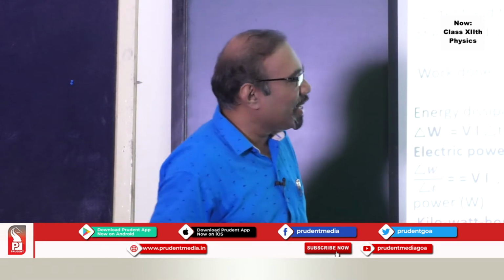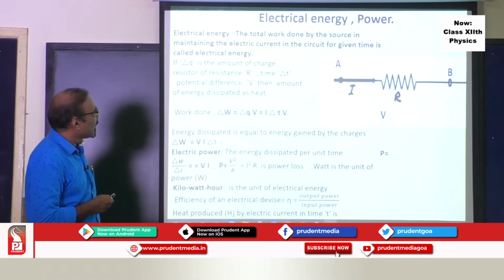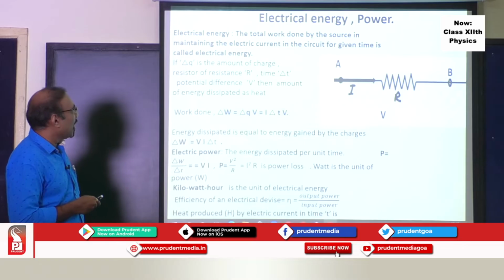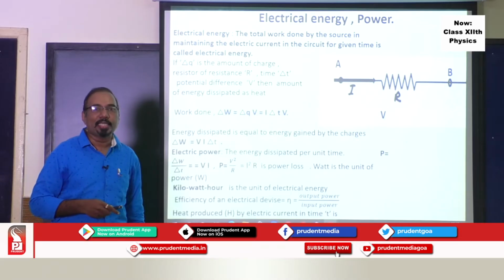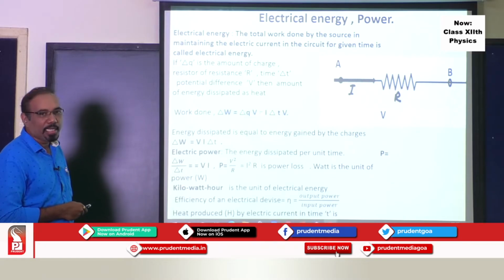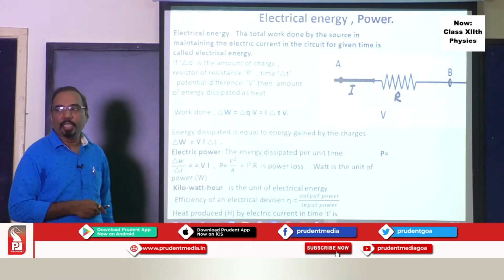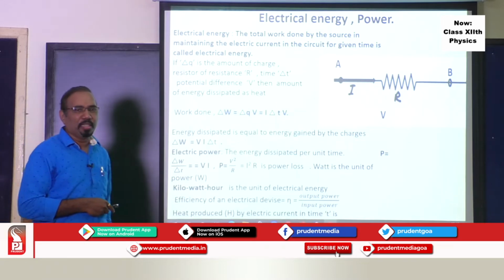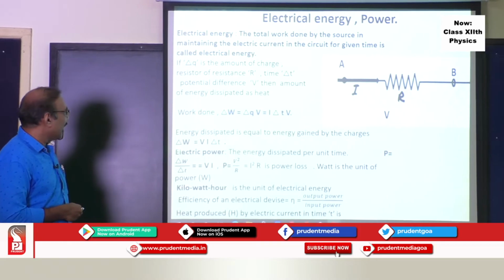So initially, if I take an amount of charge delta Q in a conductor of resistance R for time delta t, after applying a potential difference of V, then the energy dissipated as heat is given by delta W equal to, it's work done, so charge into potential difference. So it is delta Q times V, but charge I can write in terms of current, I into delta t. So we get a beautiful relation, I delta t V, or VIt, if you want to remember it a different way. So the energy dissipated is the energy gained by the charges, and that is VIt.